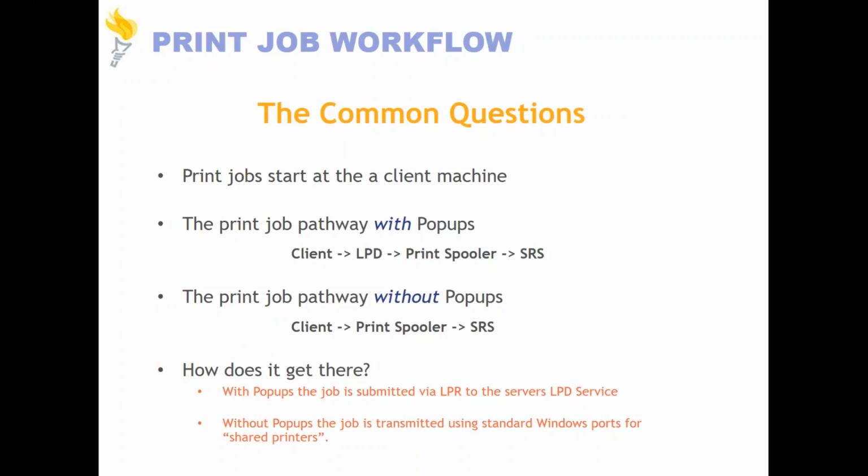How does it get there? Well, with pop-ups, the job is submitted via LPR to the Pharos LPD service. Without pop-ups, the job is submitted using standard Windows ports for shared printers, which is SMB, and then there are RPC ports as well that are used if you're using a Windows shared queue. And those are, I believe, and correct me if I'm wrong, UDP 137 and 138, and 445, and then we have TCP 139 and 445 as well.